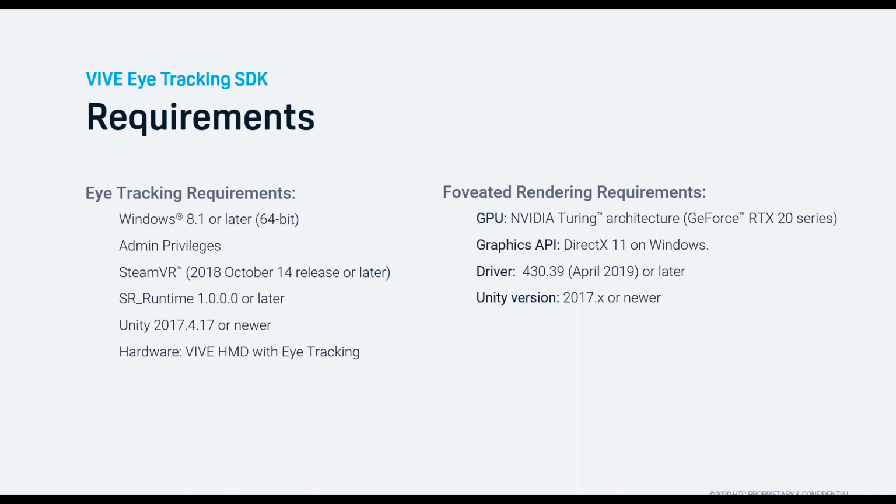For foveated rendering, there's some more specific requirements. Specifically, you will need an NVIDIA Turing Series GPU. This will provide support for the variable rate shading, which is required for foveated rendering. Generally, the RTX 20 series cards have the Turing architecture. You'll also need DirectX 11 on Windows. You'll need an NVIDIA driver that's been updated, 430.39 or later. And you will also need Unity 2017 or newer.